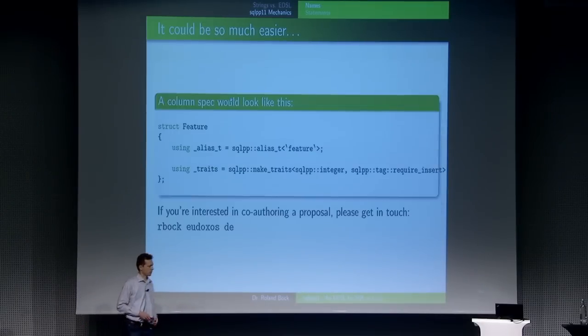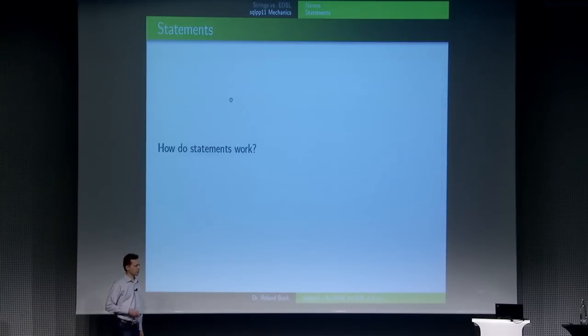I'm just dreaming here. I'm just saying it would be really, really great if a column specification could just look like this, right? That would be everything, instead of having a whole screen full of code. And this is bothering me so much, I really intend to do something about it, but I'm not going to be able to write a proposal on my own. So if anybody is interested in co-authoring or authoring them on their own, I don't care, please get in touch. I want this to be easier.